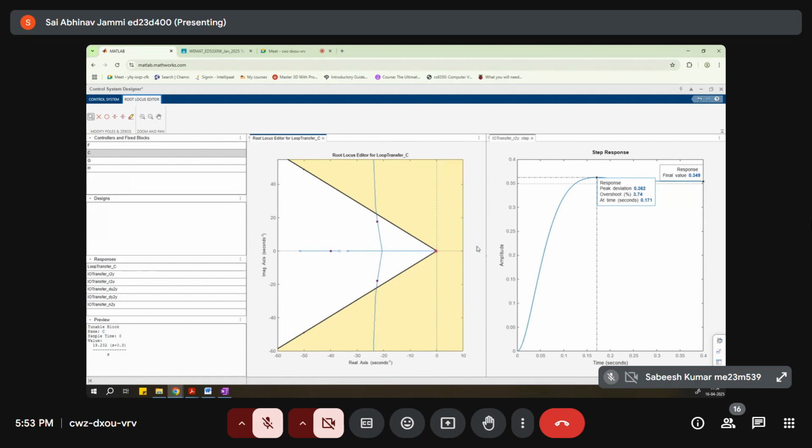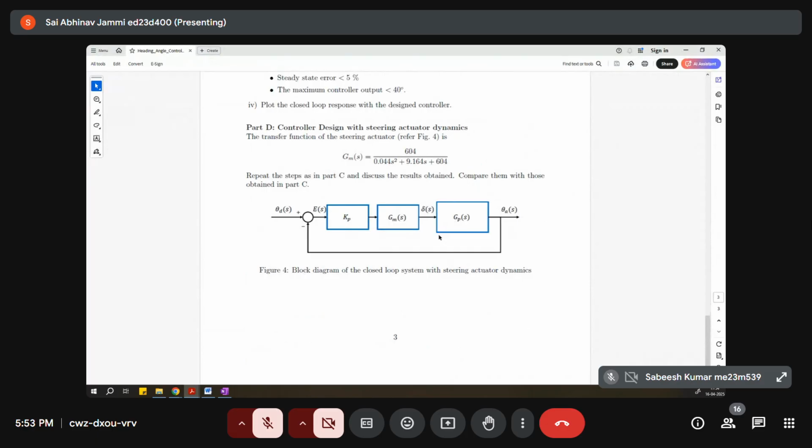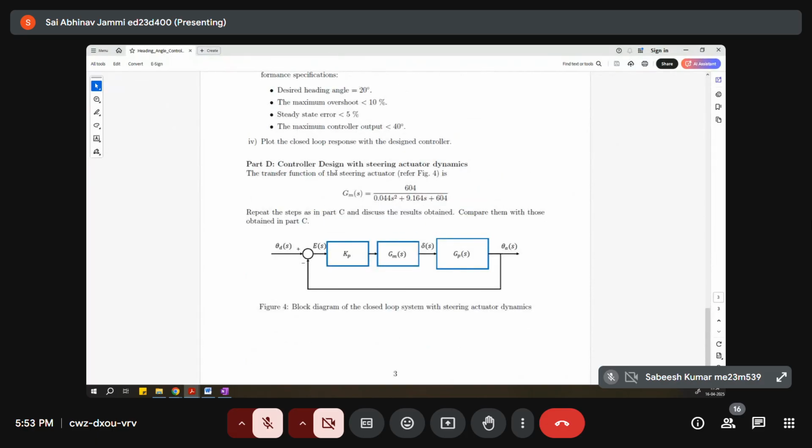Now the next part is the one with the steering actuator dynamics. So there is my steering actuator dynamics. Because of this, it goes along with the lateral dynamics transfer function I'm working with. Till now I'm working with just this, but now because of the actuator dynamics I'll have another transfer function, and for this combined system I'm designing a KP and KI.